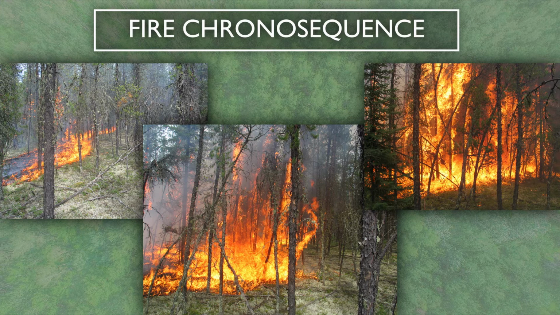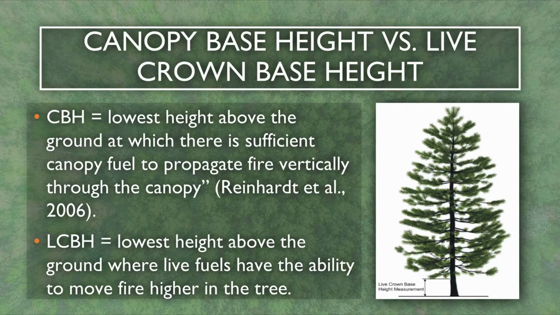Based on the theory of crown fire initiation by Van Wagner, a surface fire will only transition into the crown once a critical surface fire intensity, which is based on canopy base height, is reached. Despite canopy base height being a critical metric for numerous fire behavior models, it can be difficult to measure in the field. Theoretically, canopy base height is defined as the height above the ground where there is sufficient canopy fuel to propagate fire vertically throughout the canopy.